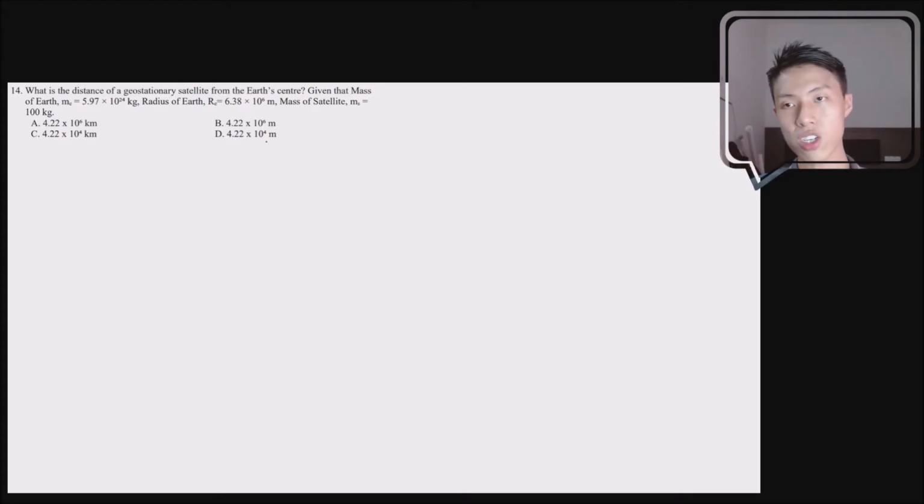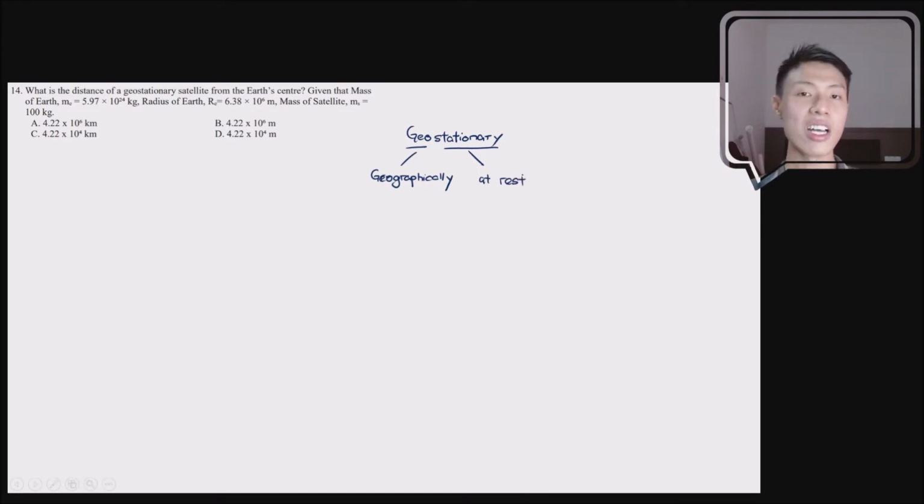So geostationary, the word comes from geo. Geo means geographically. Stationary. Geographically at rest. Can I say it like that? I think you get the idea. So when we say a satellite is a geostationary satellite, that means it's geographically not moving.